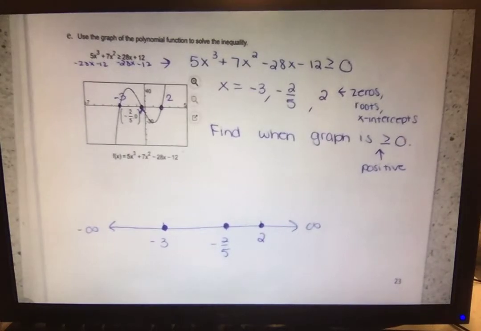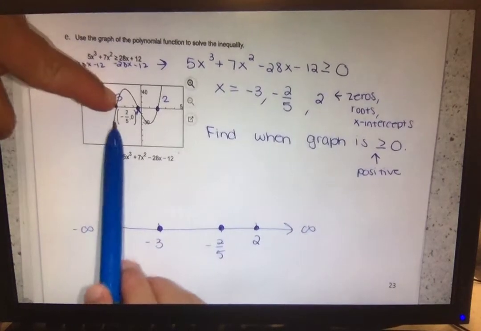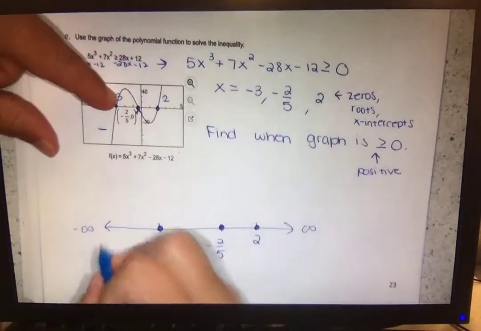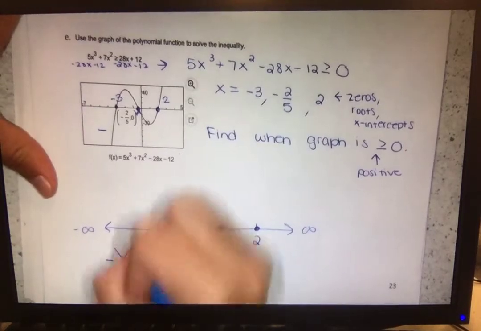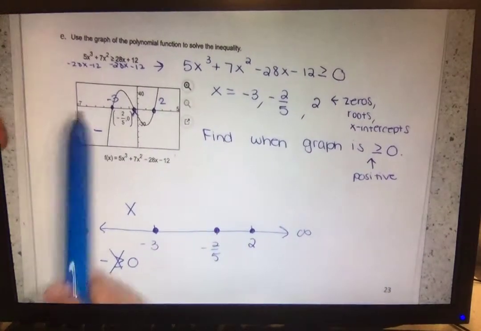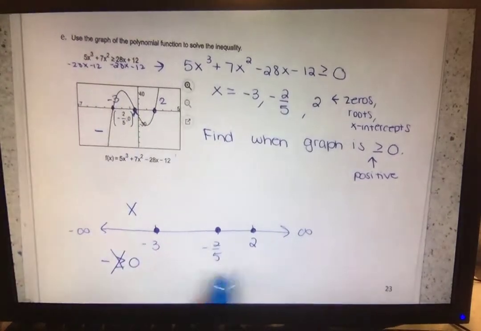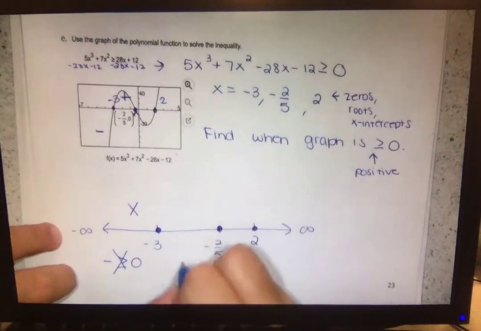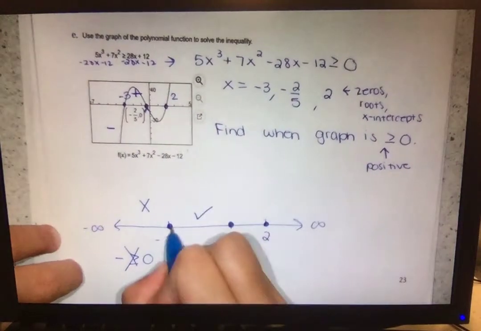So without testing each individual interval, we can just look at our graph. In between -infinity and -3, is this piece positive or negative? Negative. So is a negative number greater than or equal to 0? No, so this section does not work. In between negative 3 and negative 2 fifths, is this piece positive or negative? It's going positive, so it's going up here. Is a positive number greater than or equal to 0? Yes, so that section works.